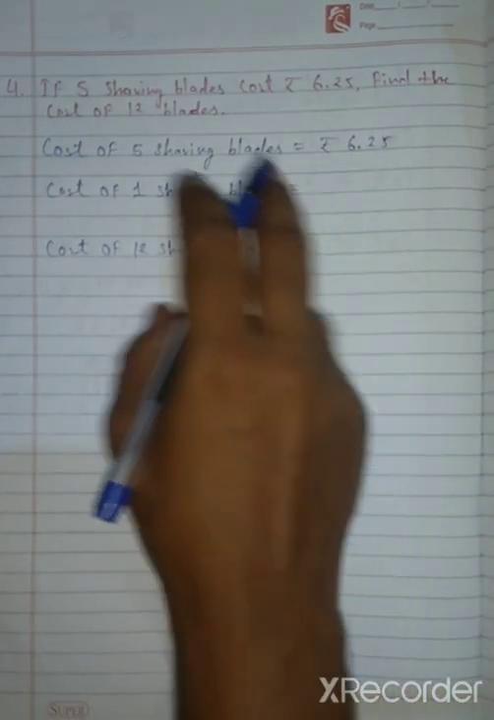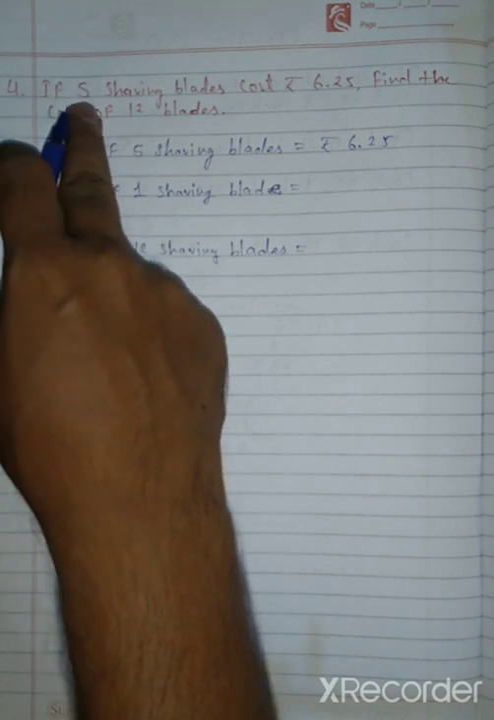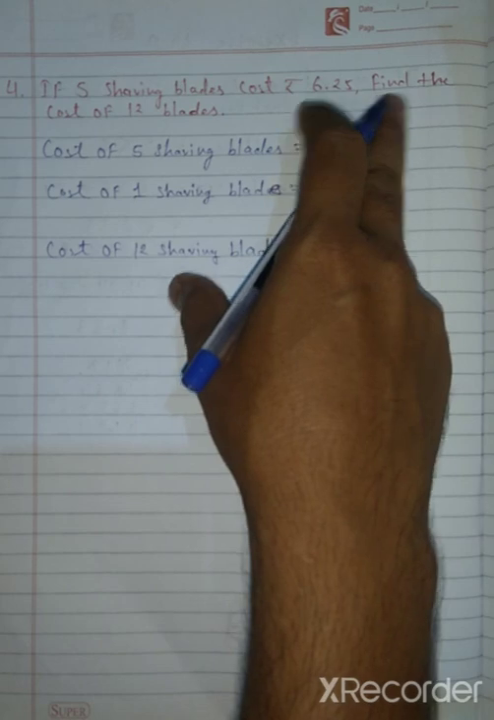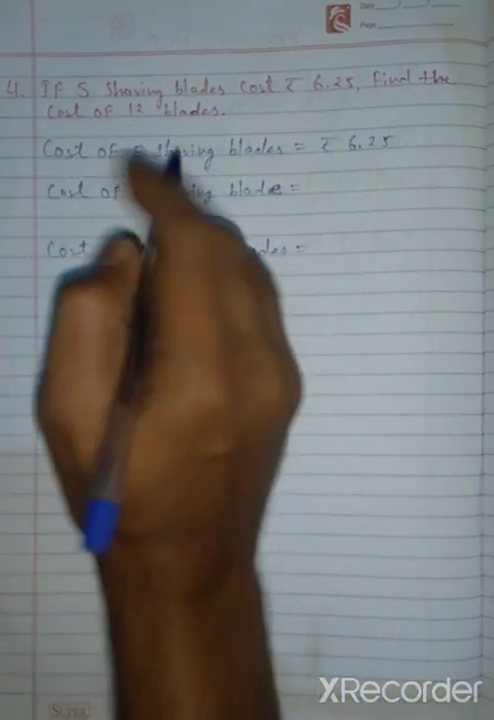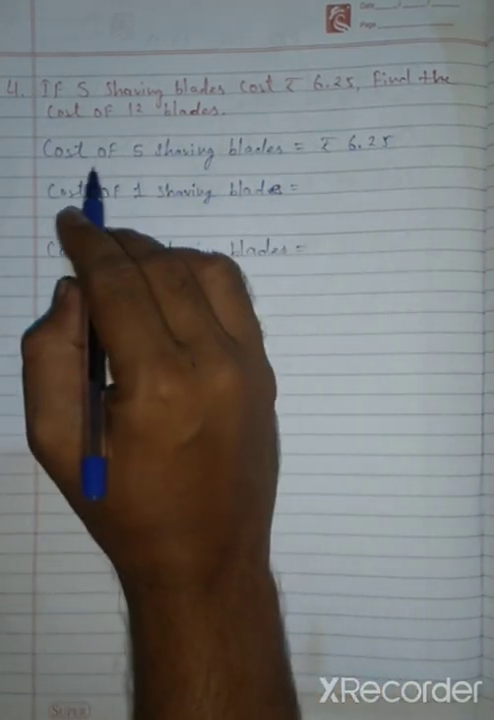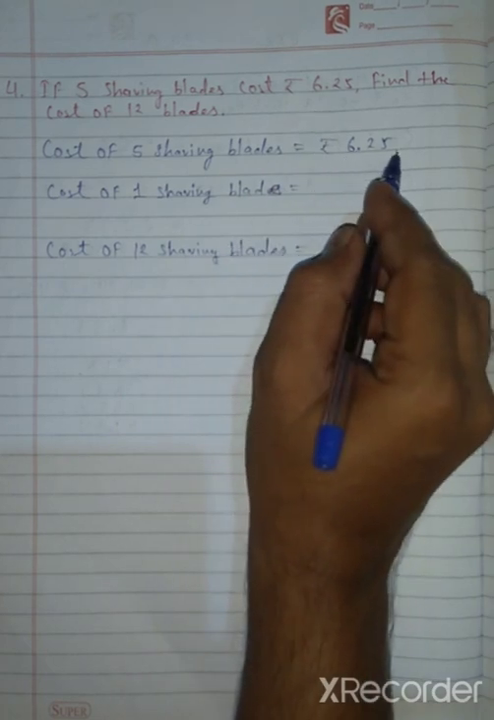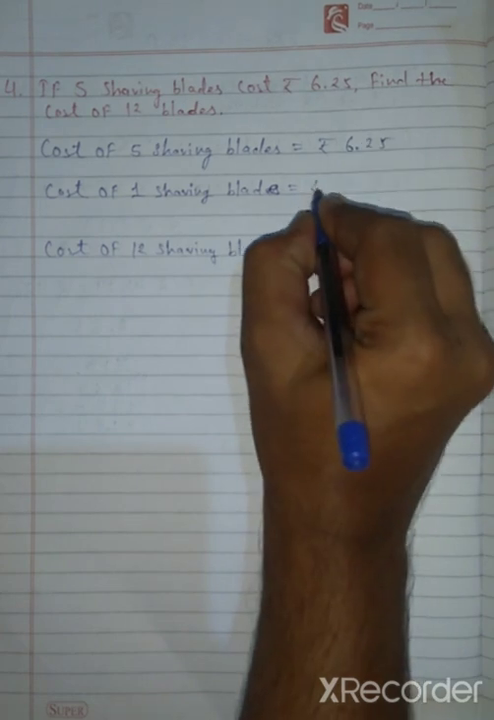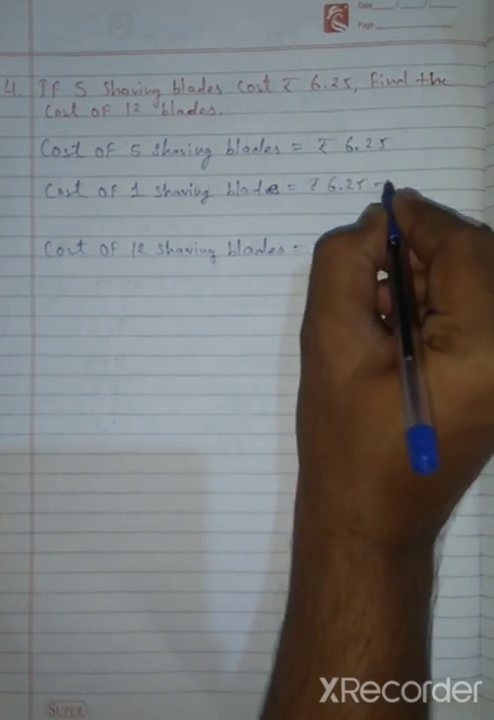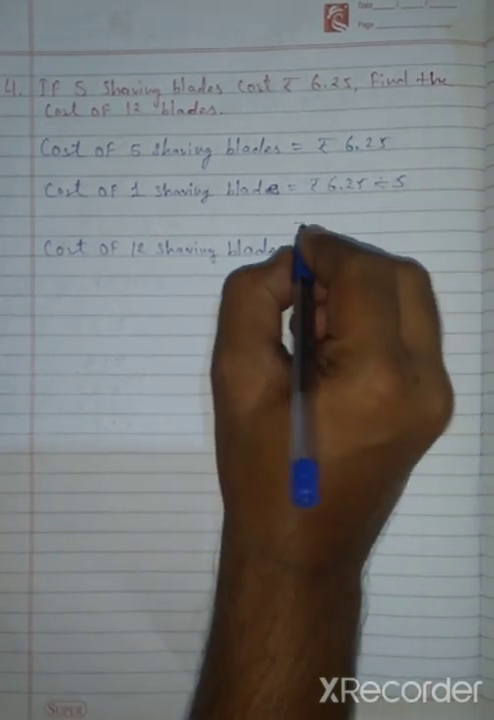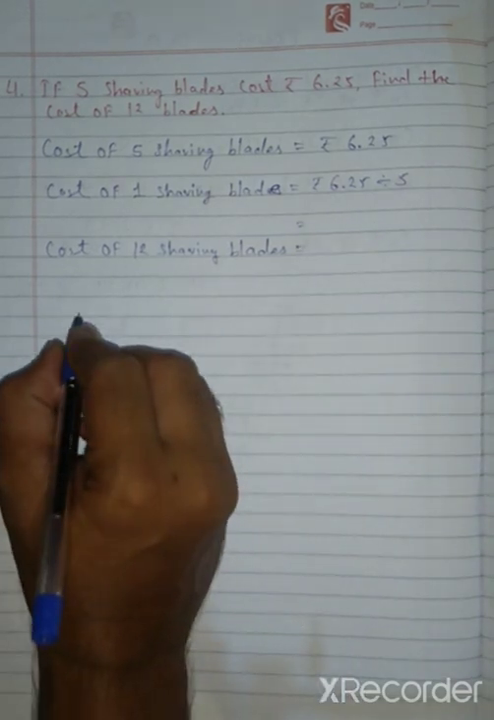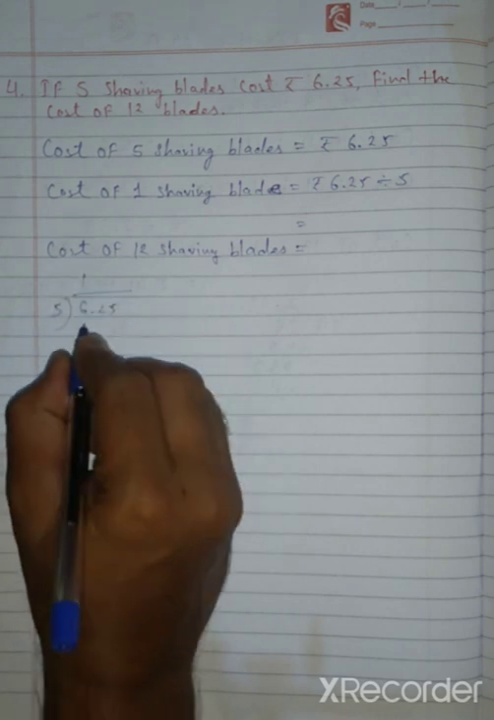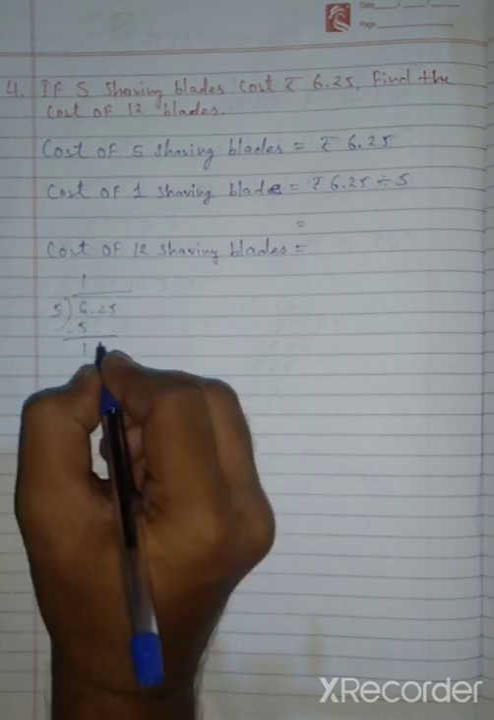Question number 2, question 4. If 5 shaving blades cost rupees 6.25, find the cost of 12 blades. First you find many to 1. The cost of 5 blades is 6.25. The cost of one shaving blade is rupees 6.25 divided by 5. If you divide 6.25 by 5, 5 ones are 5, you get 1.